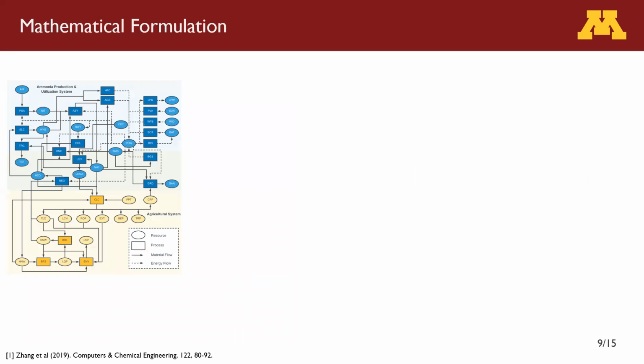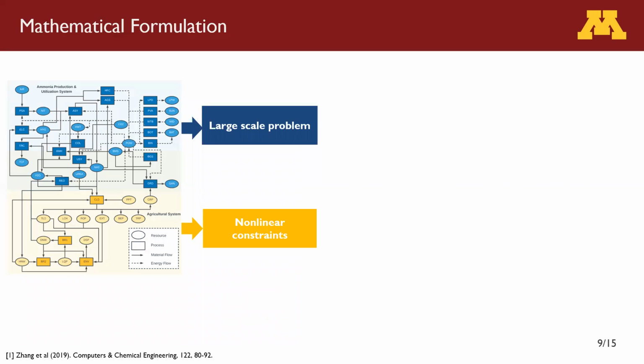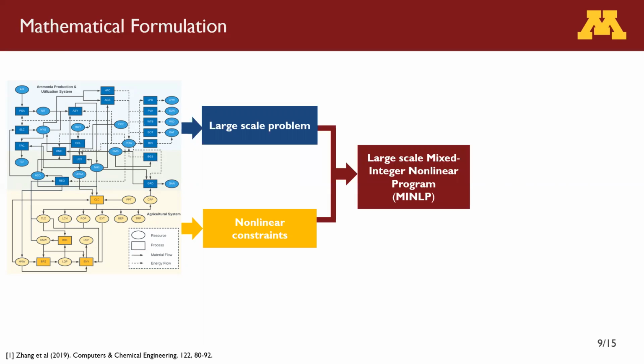So for the defined superstructure, we construct a mathematical formulation. Since we utilize renewable resources, which are associated with intermittency, we need to solve the design and the scheduling simultaneously. However, the hourly resolution of a yearly schedule leads to a large-scale mixed integer problem. Also, with the nonlinear constraints in the agriculture system, we have a large-scale mixed integer nonlinear program, which is computationally intractable.